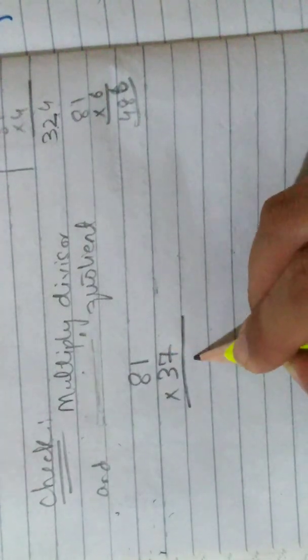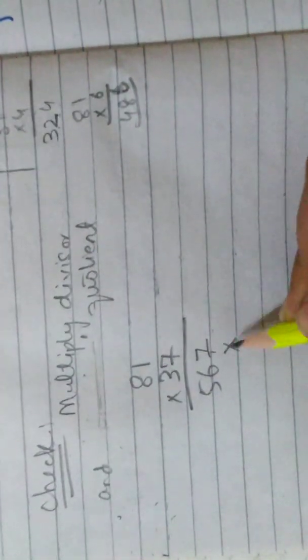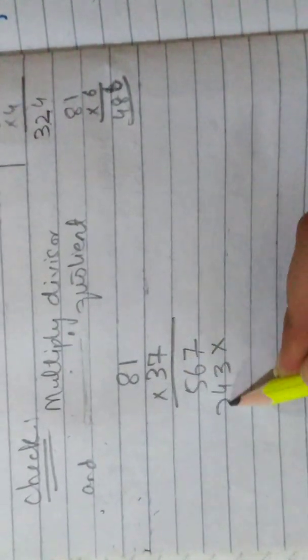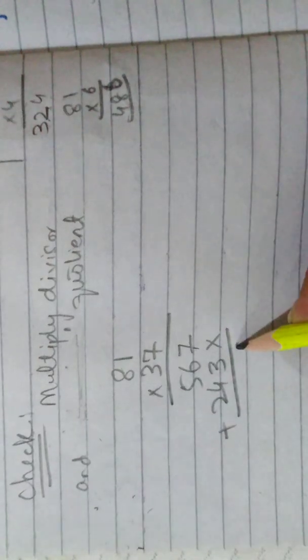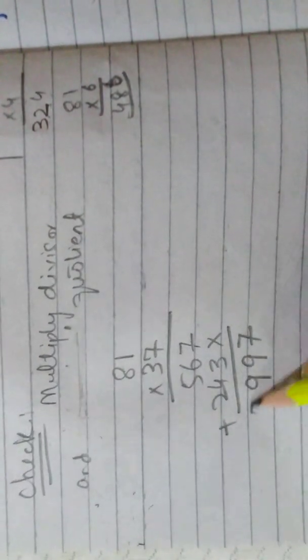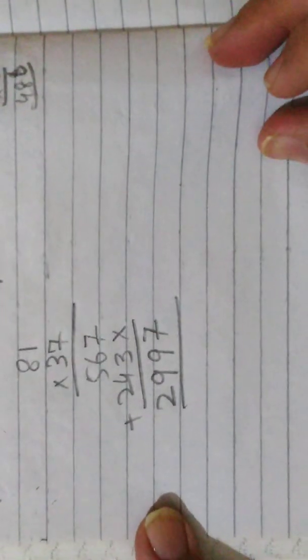7 ones are 7, 7 eights are 56. Now 3 ones are 3, 3 eights are 24. Add them. 7, 9, 9 and 2. Now our answer is 2997.